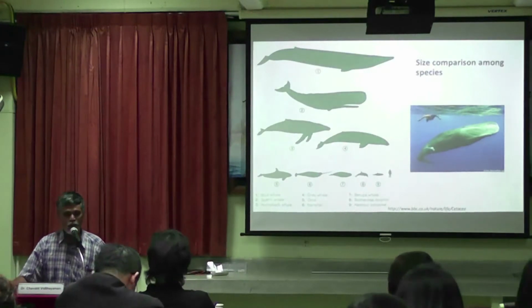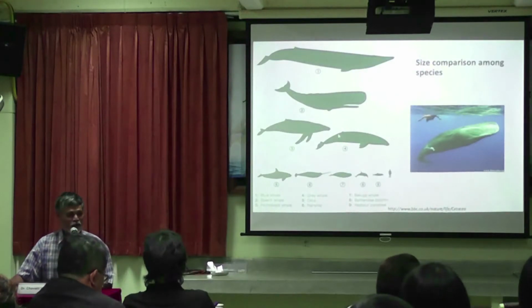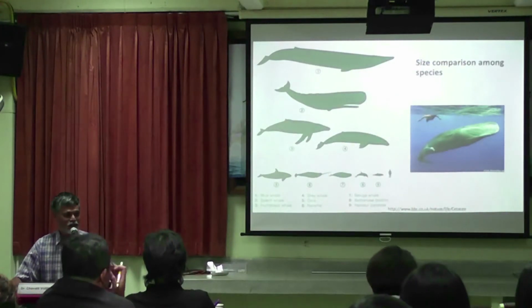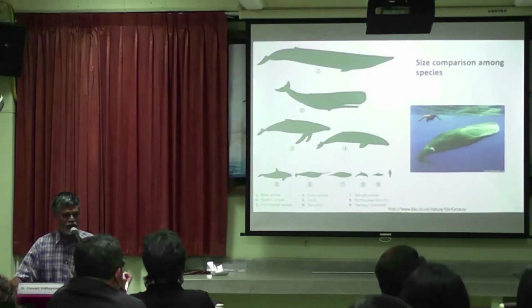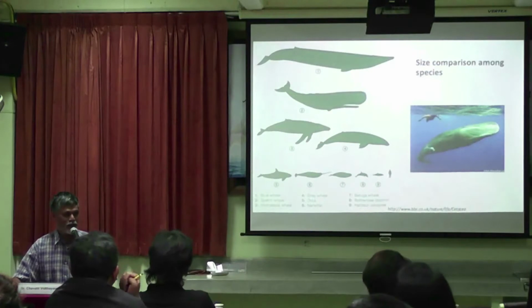And in the case of whales it is the same thing. Some whales are very small in size in the tropics but very big in the temperate zone. And we have to use the biogeographic information.